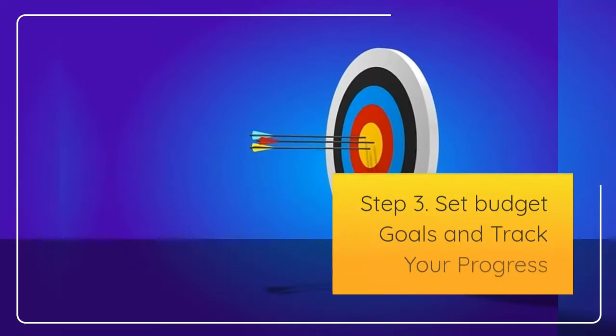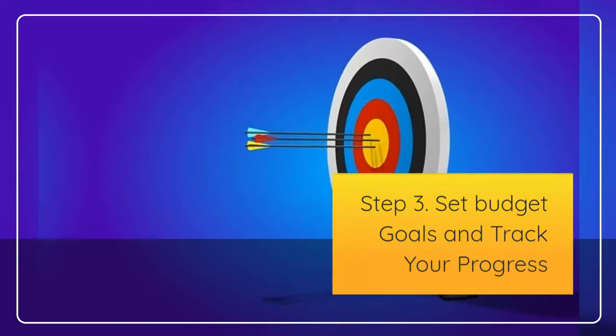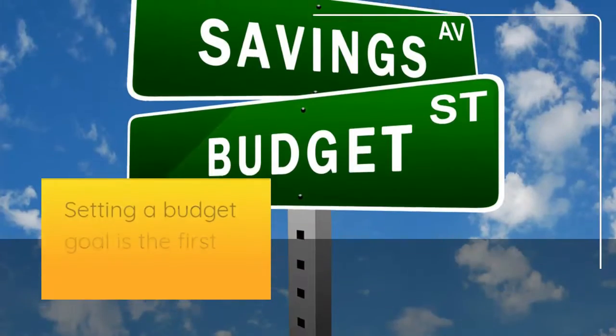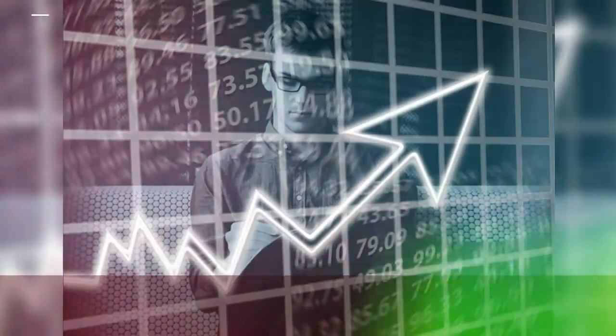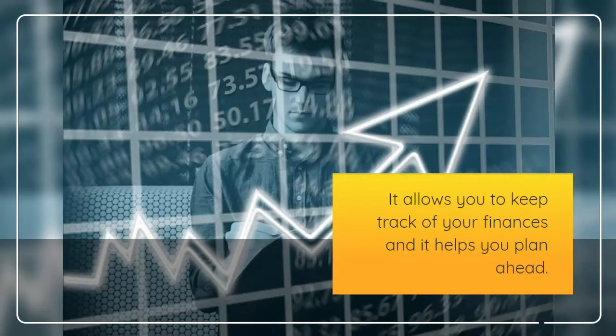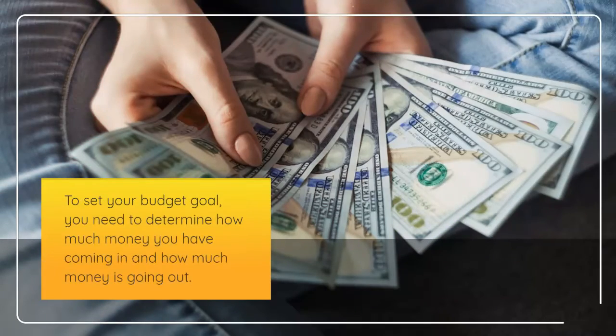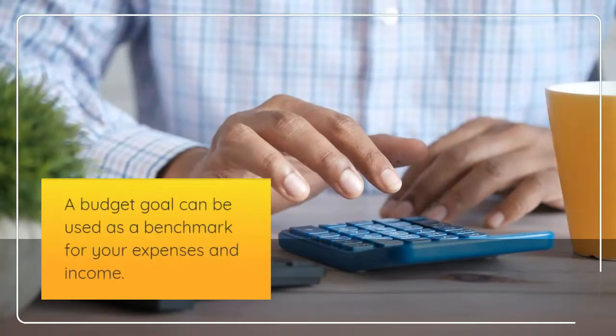Step 3. Set budget goals and track your progress. Setting a budget goal is the first step. It allows you to keep track of your finances and it helps you plan ahead. To set your budget goal, you need to determine how much money you have coming in and how much money is going out. A budget goal can be used as a benchmark for your expenses and income.